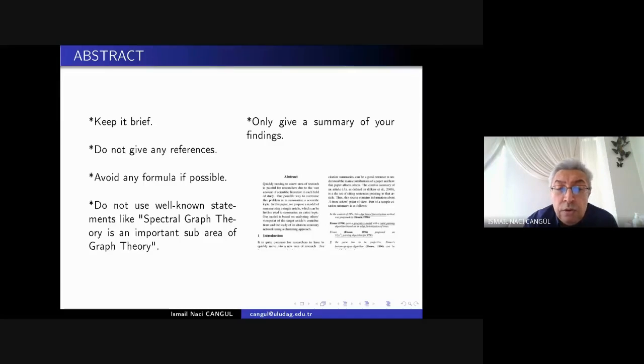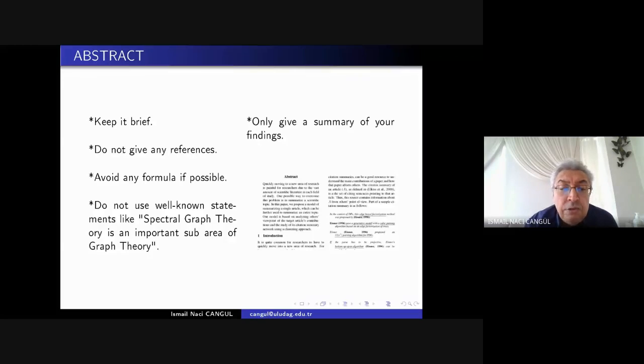It must not contain any references. This is a cause of rejection in some journals. If you include some references in the abstract, the editors may not say it in the report, but they may directly reject it because they will think you are an amateur, you are a new beginner, and your research is not valuable for their journal.